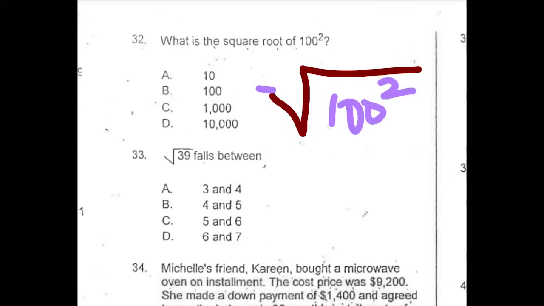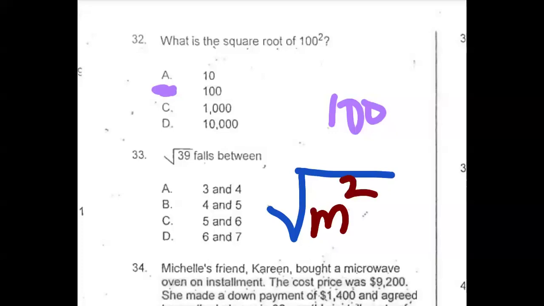All right, number 32 is a funny question. What is the square root of 100 squared? The answer is 100. So the answer is B, right? If you think about it, if I square root anything squared, then what is left is the number underneath it. So therefore, the square root of m squared is m. The square root of 100 squared is 100. So yeah, that's a no-brainer.